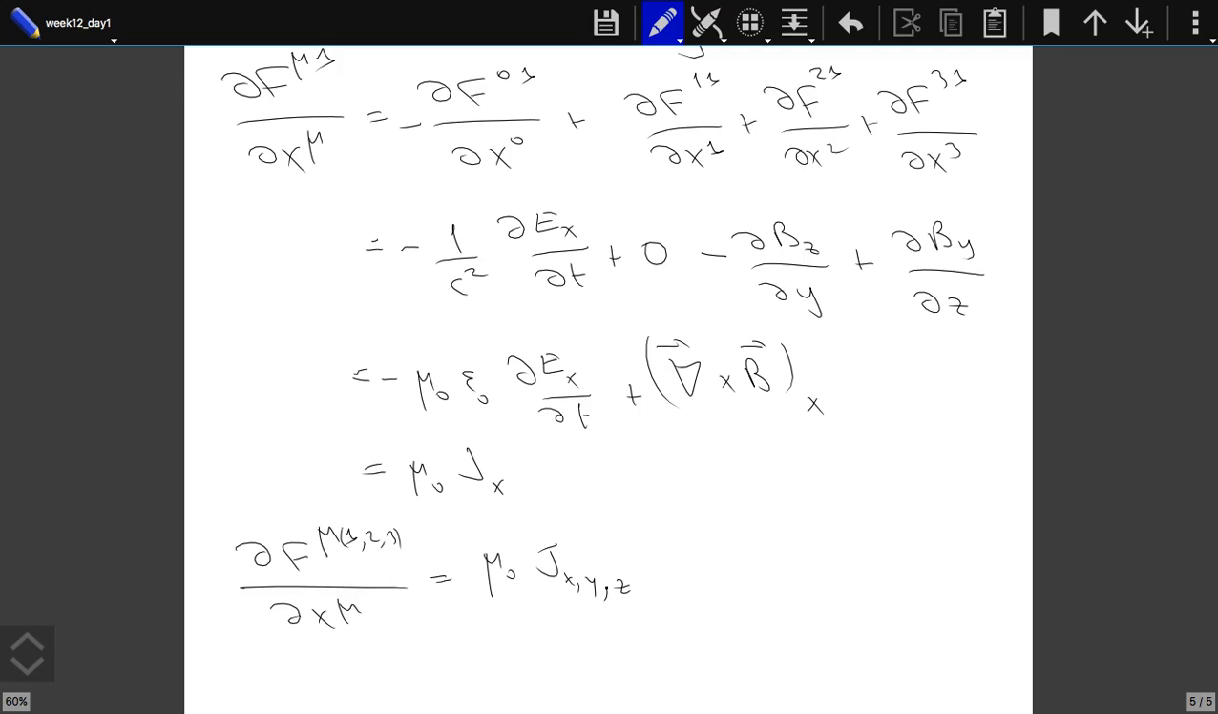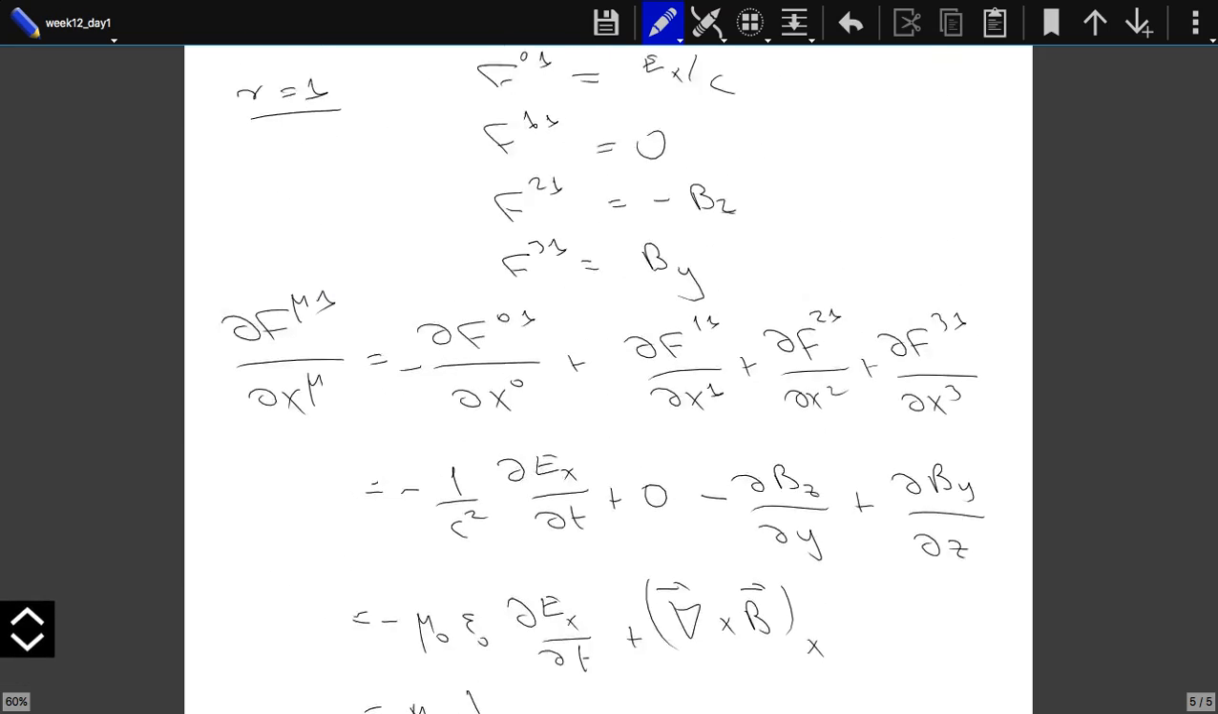Now let me just check one thing. So what is the x component of curl of B?